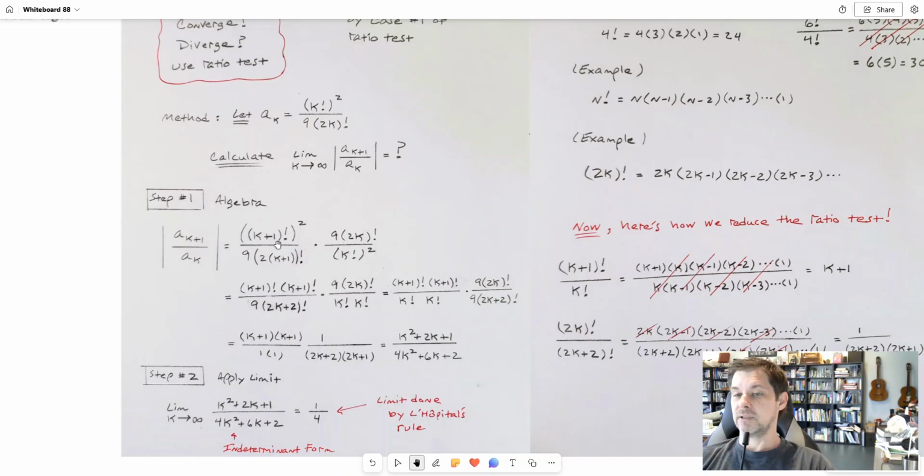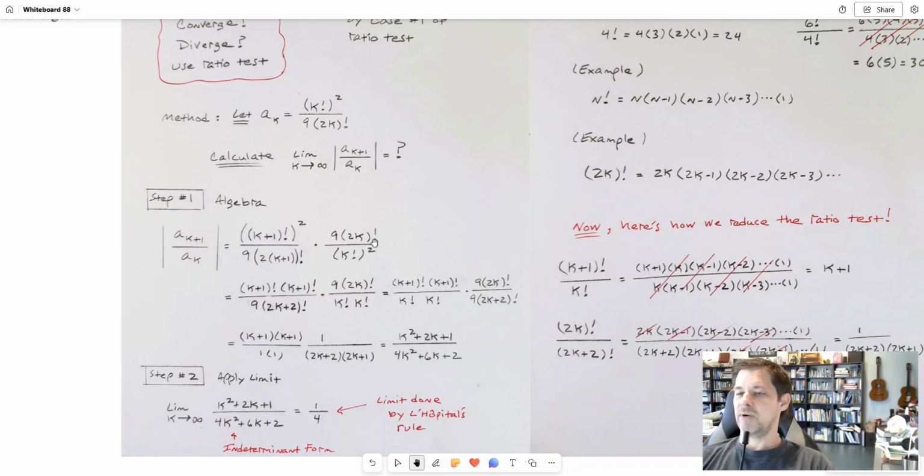So I put k plus 1 instead of k. I get k plus 1 factorial squared. I put k plus 1 right there. I get 9 times 2 times k plus 1 factorial on that.